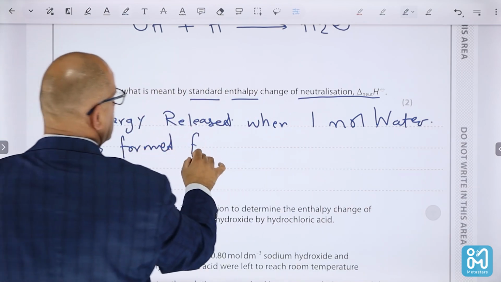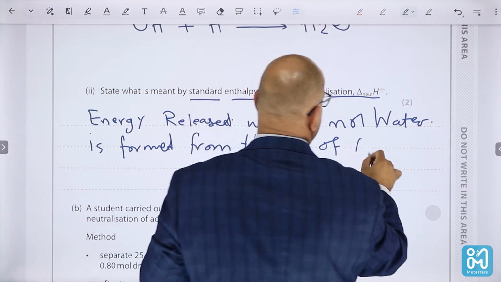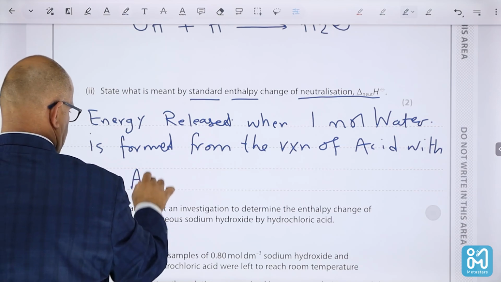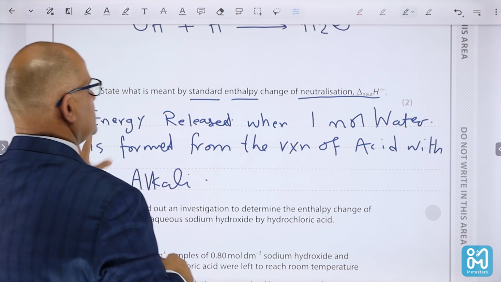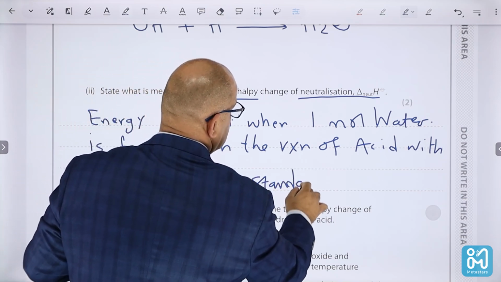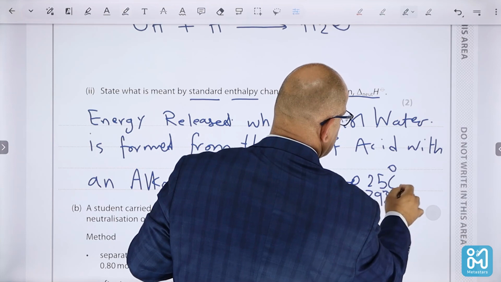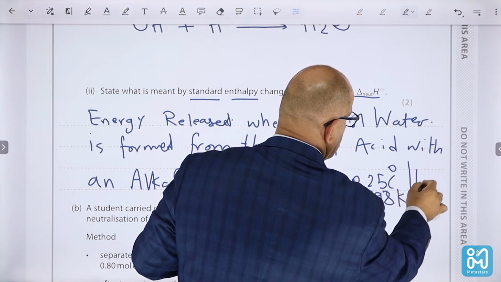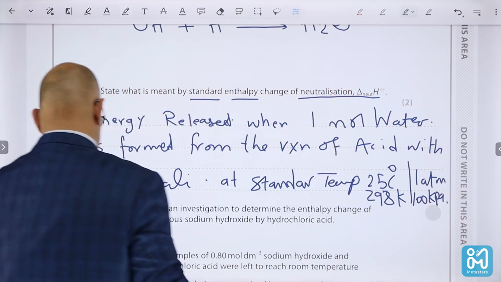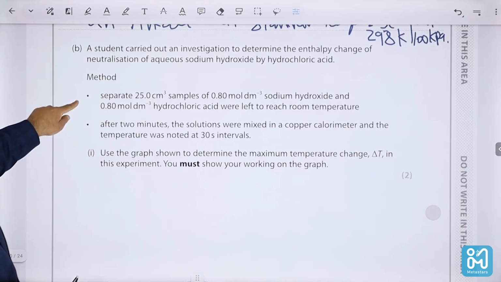from the reaction of acid with an alkali at standard conditions, at standard temperature 25 degrees or 298 Kelvin and 1 atm or 100 kilopascal atmospheric pressure. These are the important things in the definition.